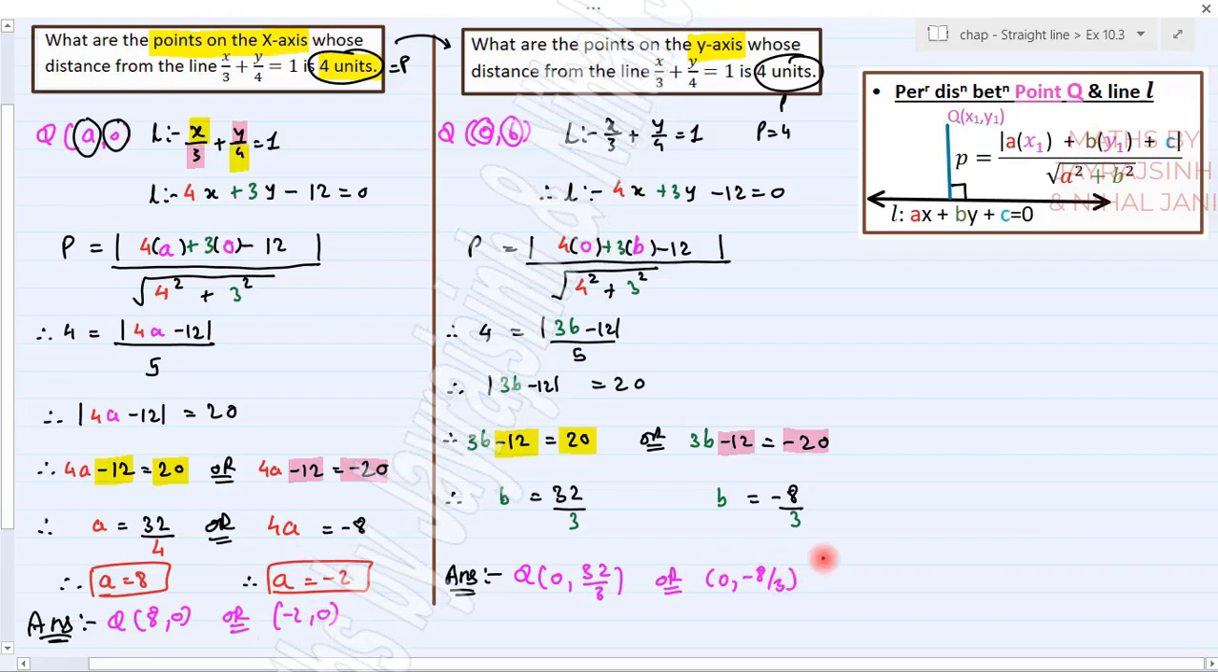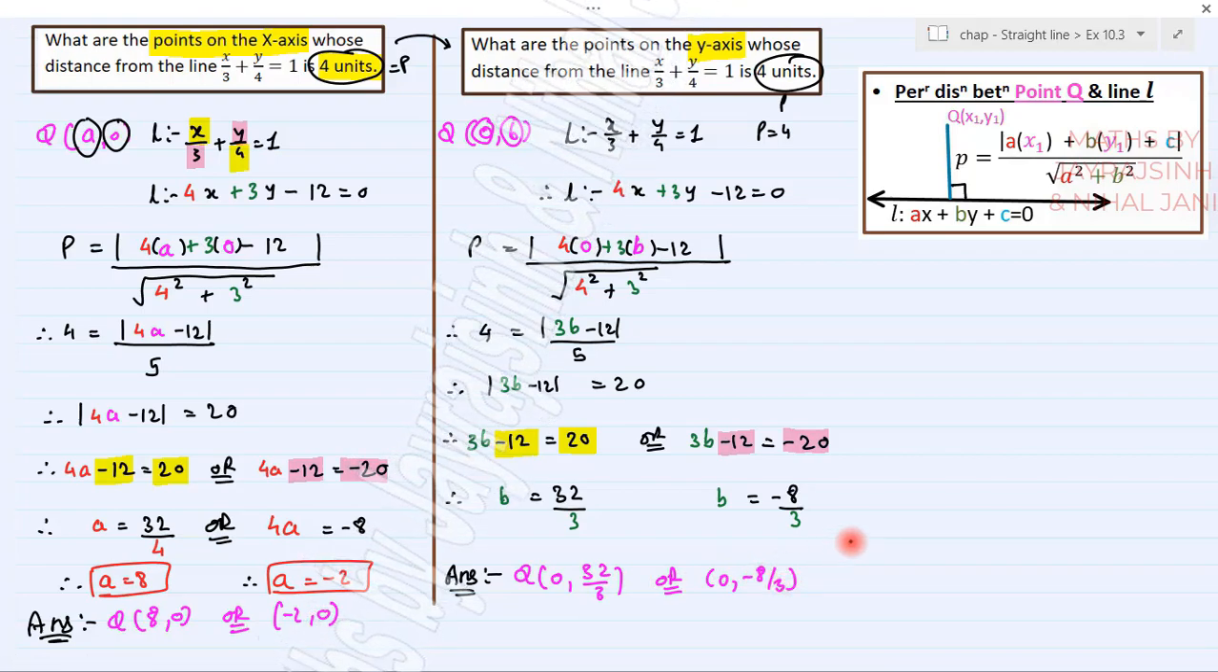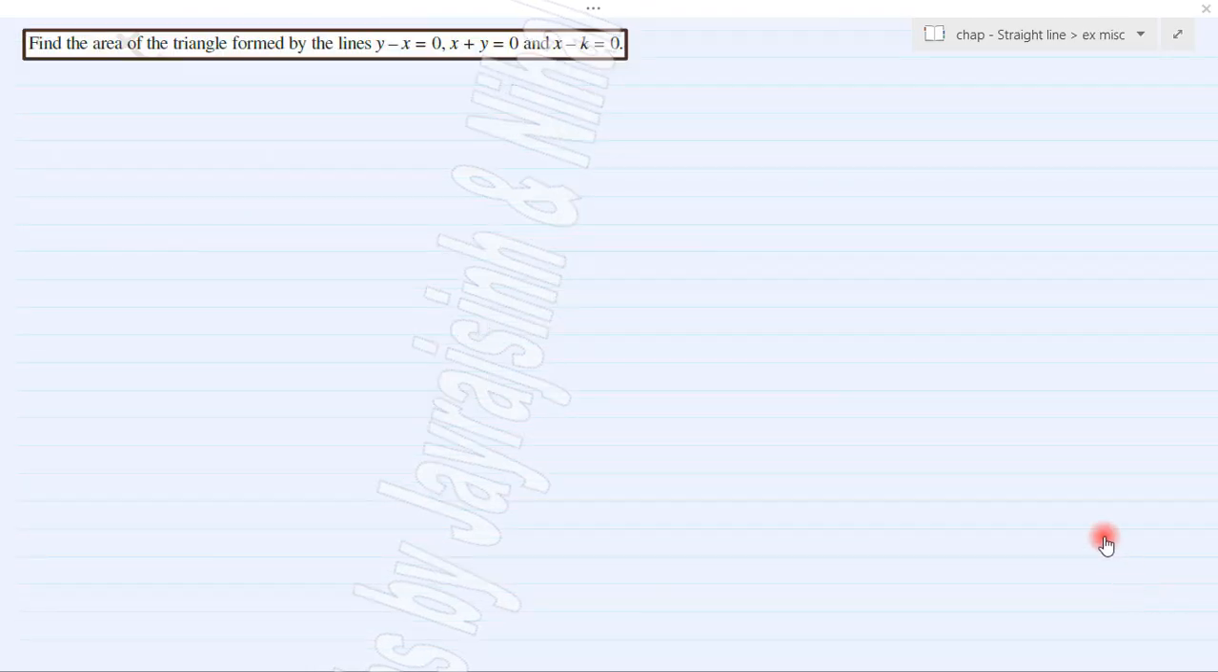Tada! I hope you understand the formula, and now you can apply the formula for its application.